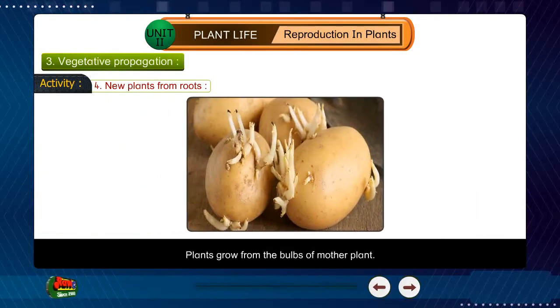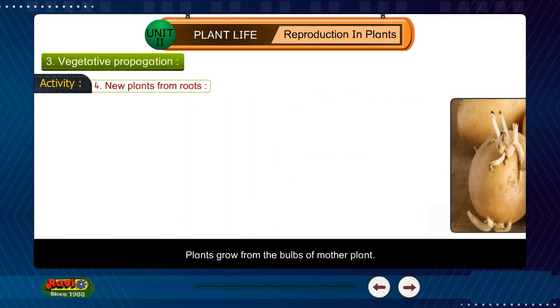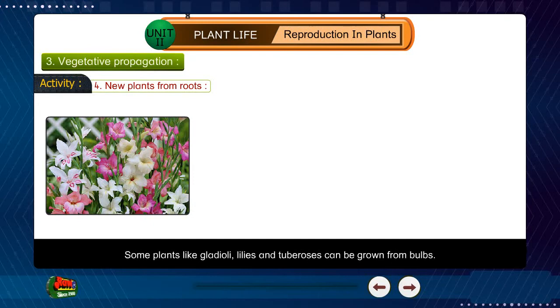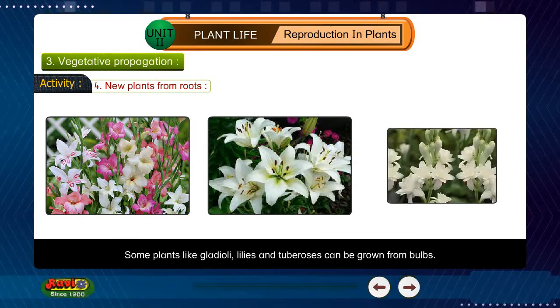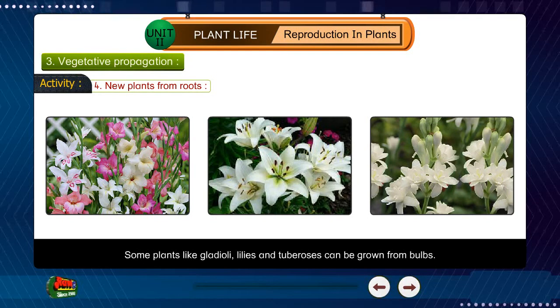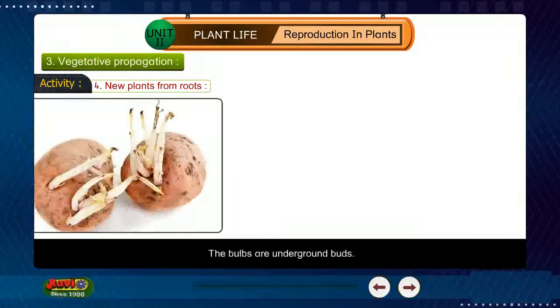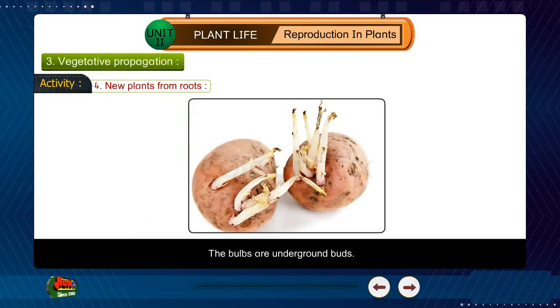Plants grow from the bulbs of the mother plant. Some plants like gladioli, lilies, and tuberoses can be grown from bulbs. The bulbs are underground buds.